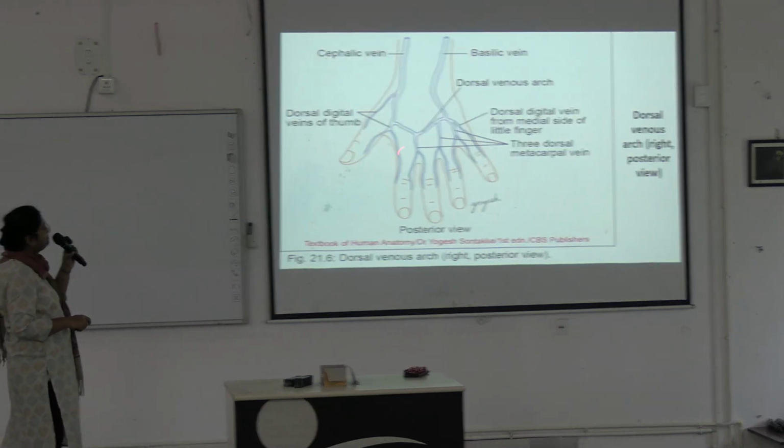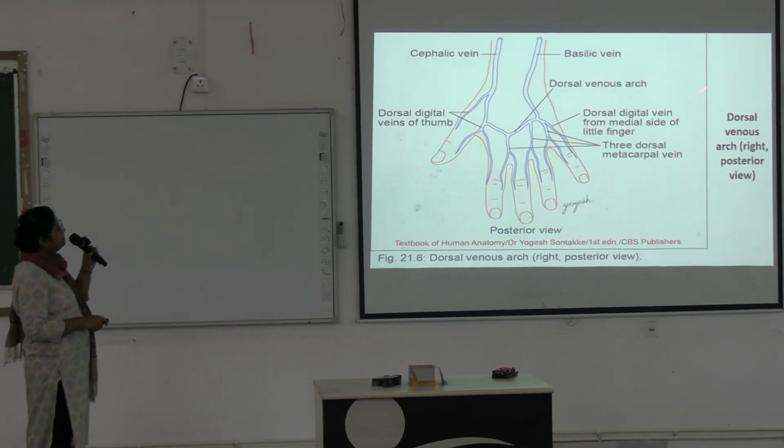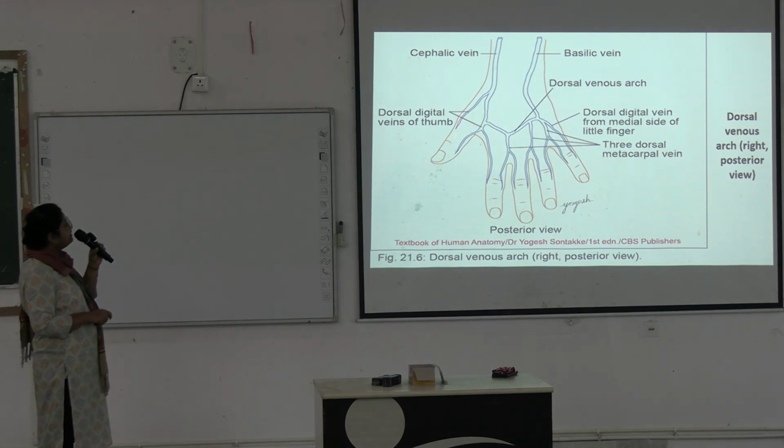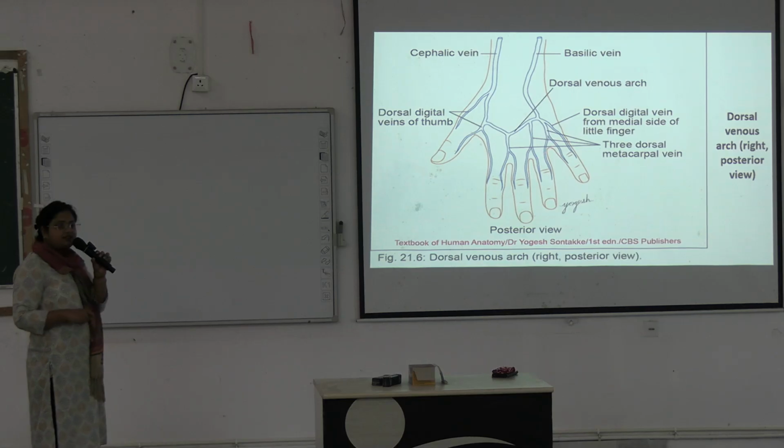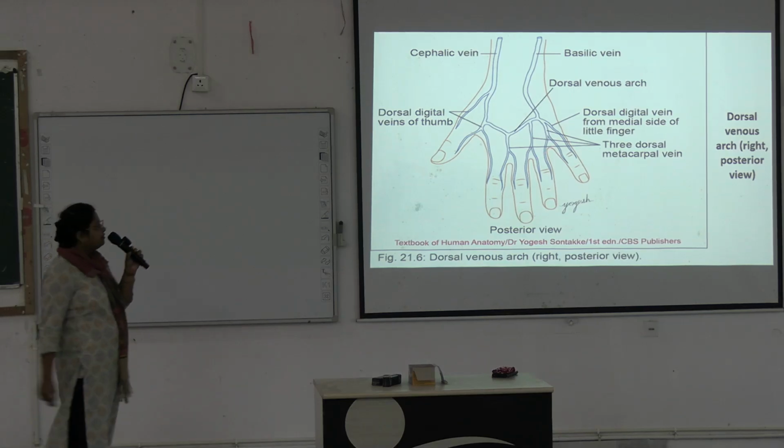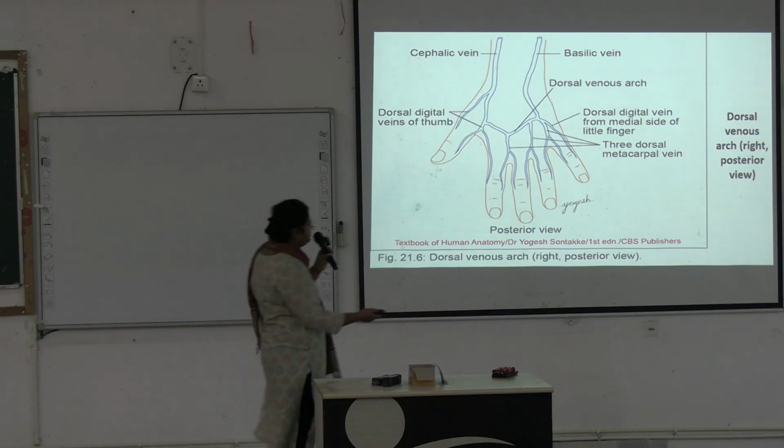Three dorsal metacarpal veins, and dorsal digital veins draining the medial side of the little finger, two sides of the thumb, and the lateral side of the index finger, draining into the dorsal venous arch. All these are tributaries of the dorsal venous arch.